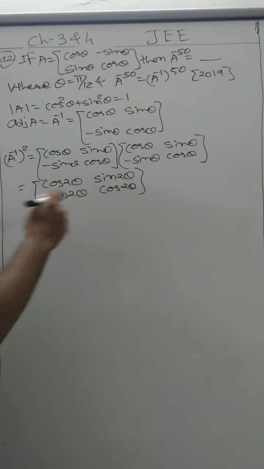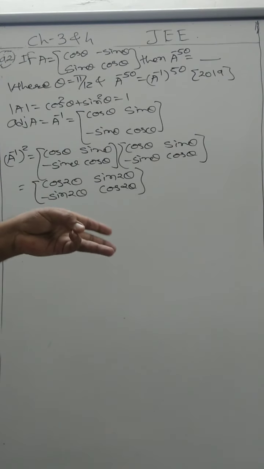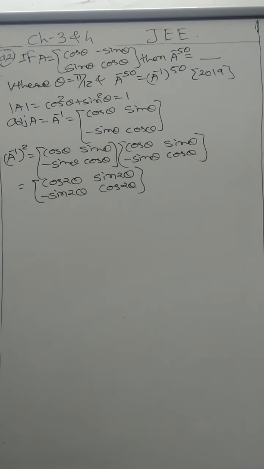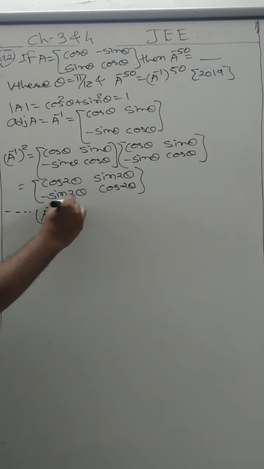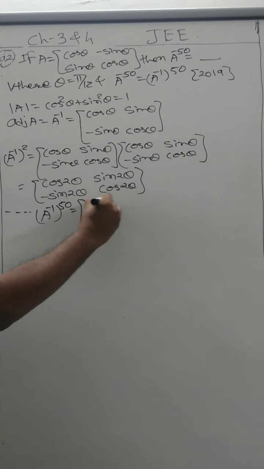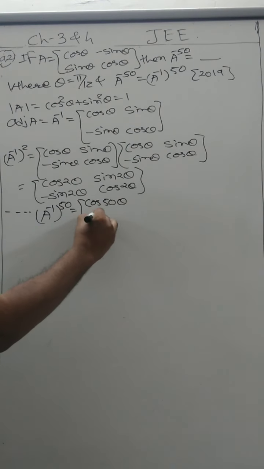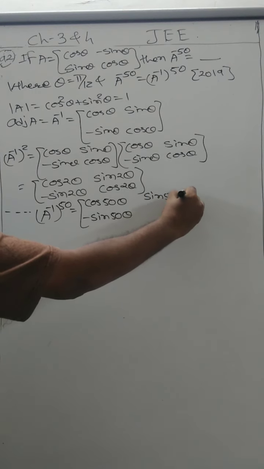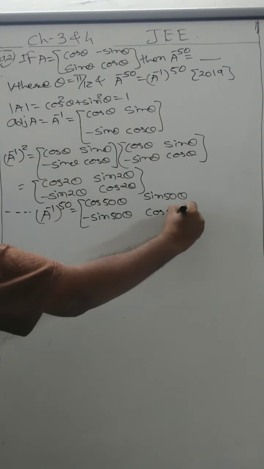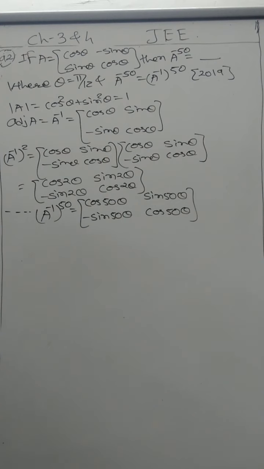Right? So square is 2 theta, same way cube is 3 theta, and so on. We have A raised to 50. A inverse raised to 50 is equal to cos 50 theta, sin 50 theta, minus sin 50 theta, cos 50 theta. Right? Now we just put the value of theta here, which is pi by 12.